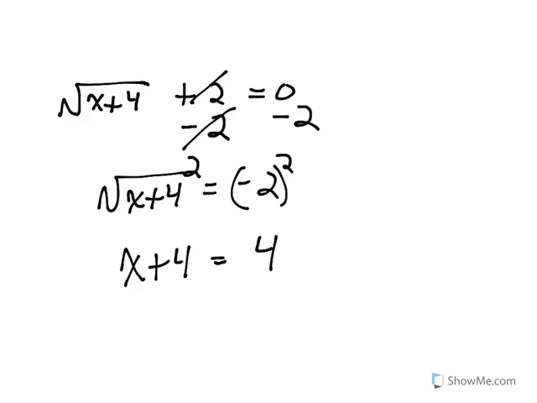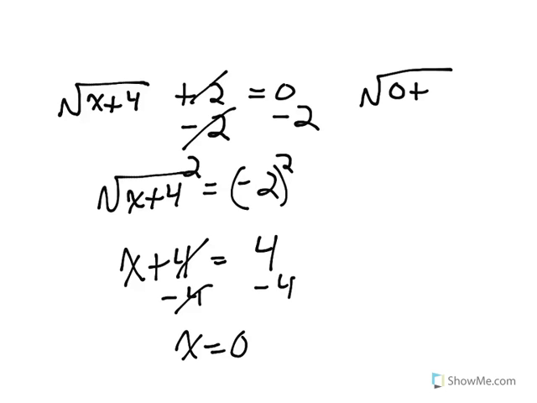Now to solve for x, we're going to subtract 4 from both sides of the equal sign, and we get x equals 0. Remember to plug that back in to your original equation and check your solution.